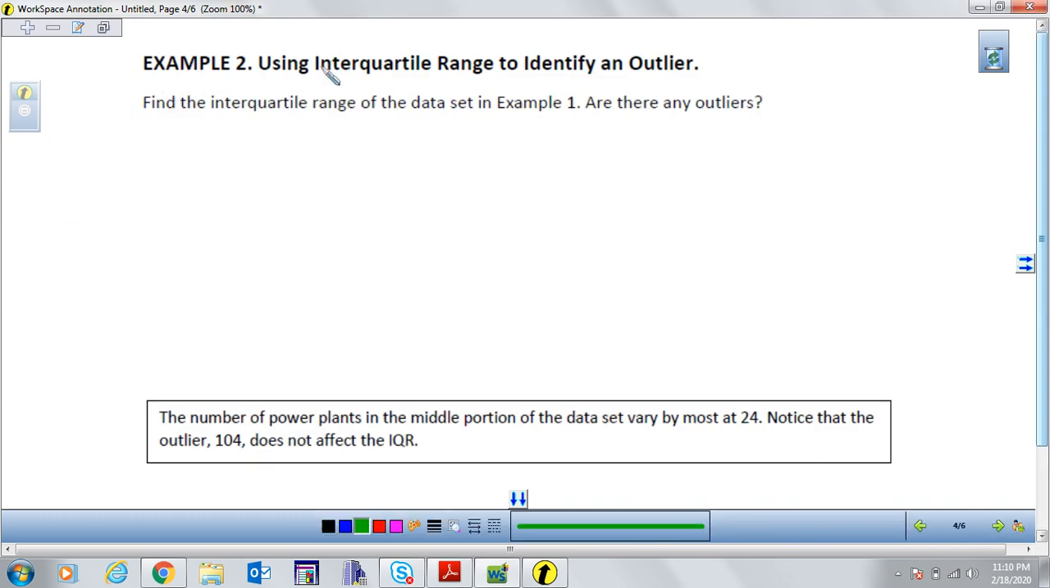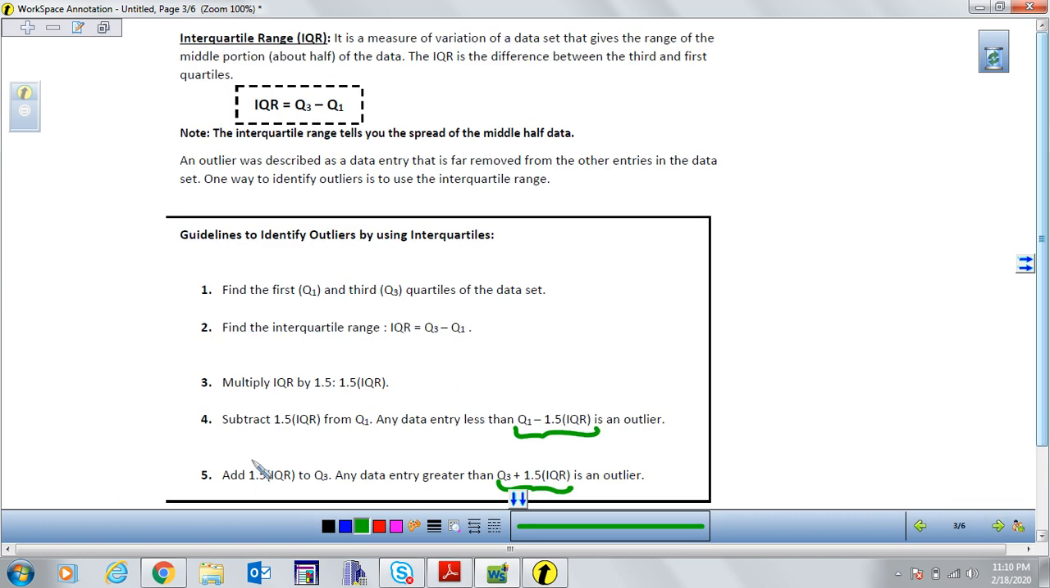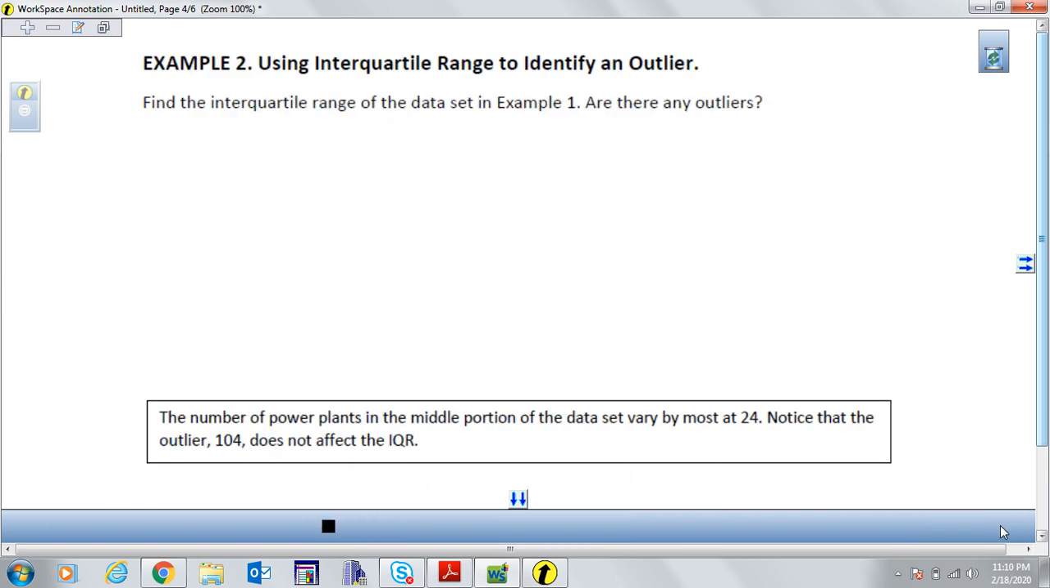So example 2, which is about using the IQR, or the interquartile range, to identify an outlier. Find the interquartile range of the data set in example 1. Are there any outliers? So using this set of values, the same example, I need to find if there are any outliers. So we're going to do all these steps in order to figure that out.